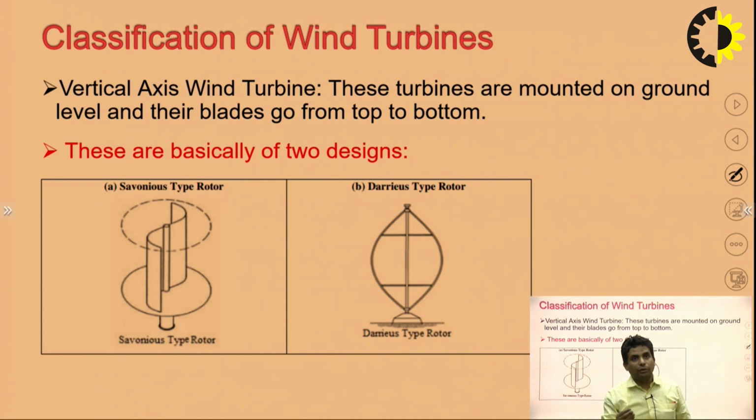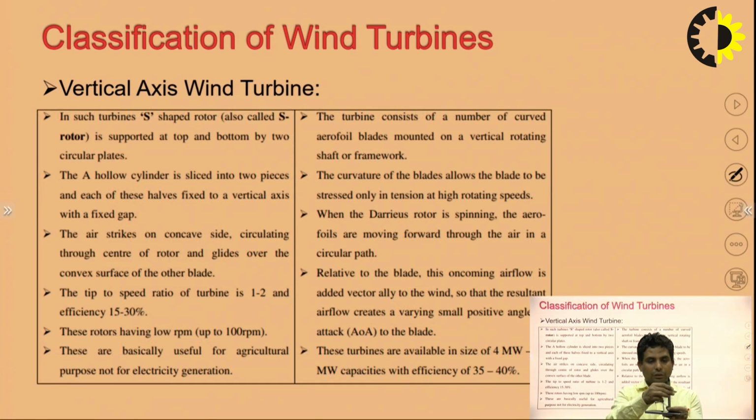But in the case of vertical axis wind turbines, what will happen? These turbines are mounted on the ground level like this. Your wind mill is situated here and it rotates here. So here you will get slightly less wind, but in the case of horizontal, what will happen is that circulation happens at height, so here you will get more wind, because the wind is stronger at height.